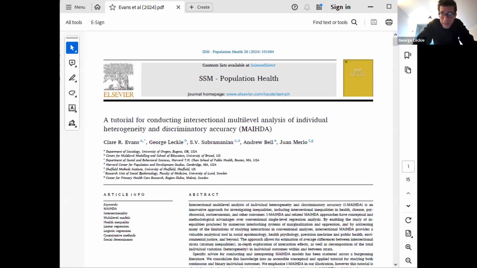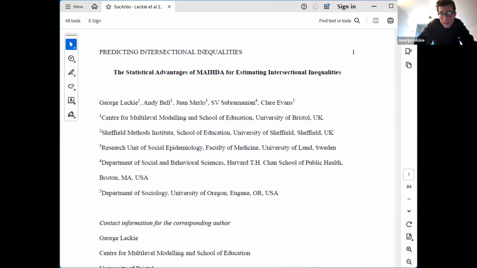Finally, tutorial paper, once again, go there if you want to learn more about the MAIHDA method. And on arXiv is the full-length treatment. You thought what I just said was long. It's 84 pages, the working paper with appendices. But that's up there for those who are interested.